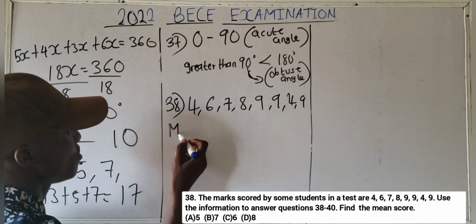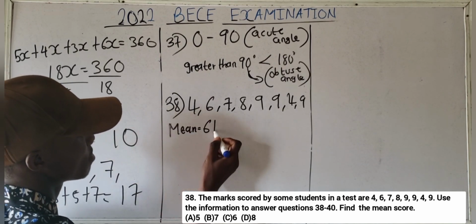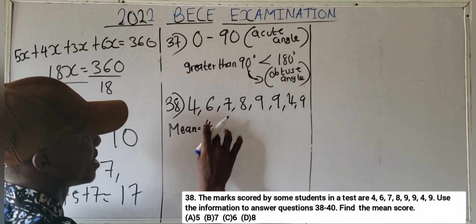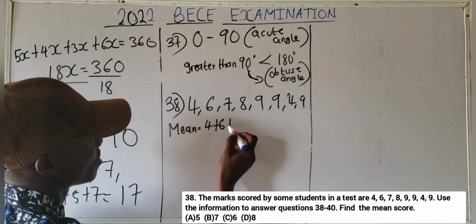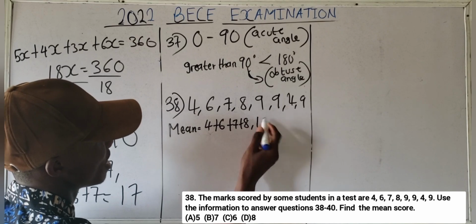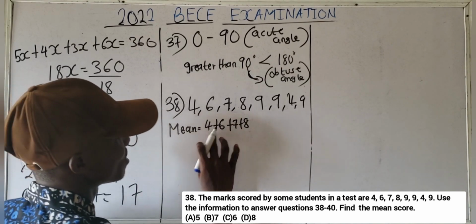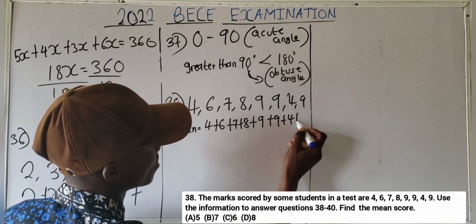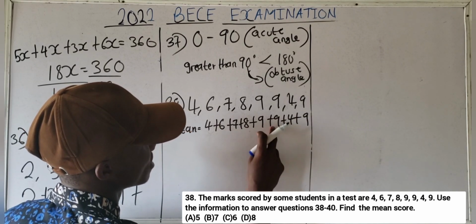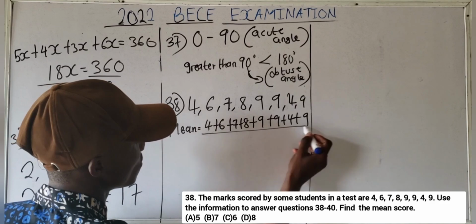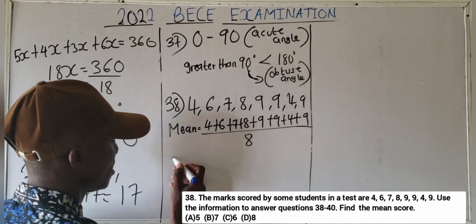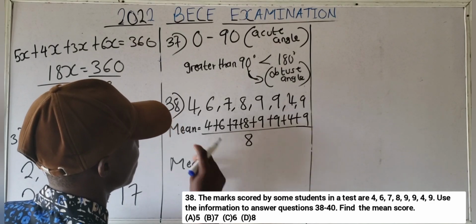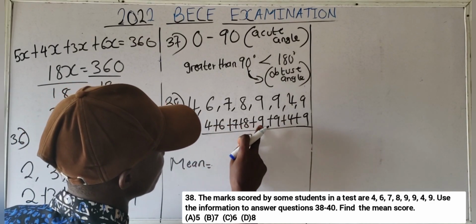So, the mean here will be, mean is equal to 4 plus 6 plus 7 plus 8 plus 9 plus 9 plus 4 plus 9. 1, 2, 3, 4, 5, 6, 7, 8. All divided by 8. Okay? The mean is equal to, now listen, pay attention. 4, 6, 7, 8, 9, 9, 4, 9.